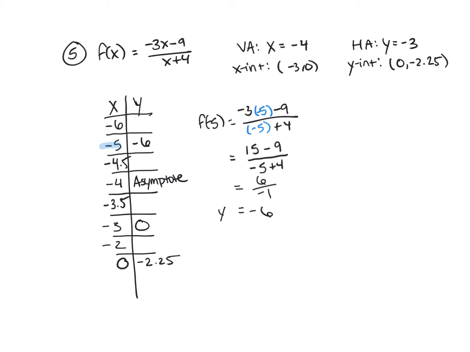That's totally fine. I'm not going to do this for every single point because then the video is going to be forever. But I will let you know that when x is equal to negative 6, the y value is negative 4.5. When x is equal to negative 4.5, the y value is negative 9. When x is equal to negative 3.5, the y value is 3. And when x is equal to negative 2, the y value is negative 1.5.